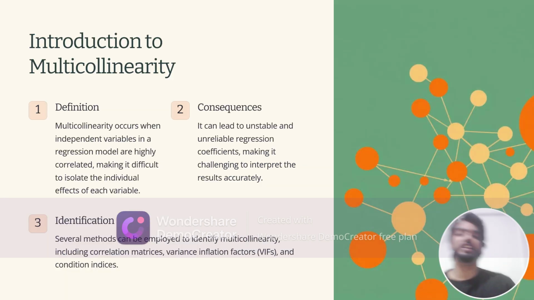Introduction to multicollinearity. So what is multicollinearity? Multicollinearity occurs when independent variables in a regression model are highly correlated, making it difficult to isolate the individual effect of each. Basically, if they are highly correlated with each other, then it is very difficult to separate them, so the individual effect will be low. Consequences: it can lead to unstable and unreliable regression coefficients, making it challenging to interpret the results. Identification: several methods can be employed to identify multicollinearity, including the correlation matrix, variance inflation factor, and condition indices.